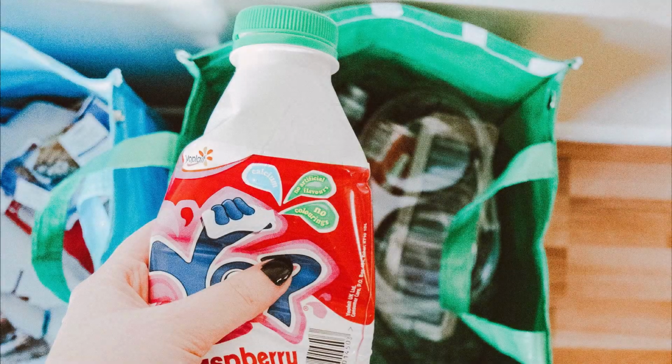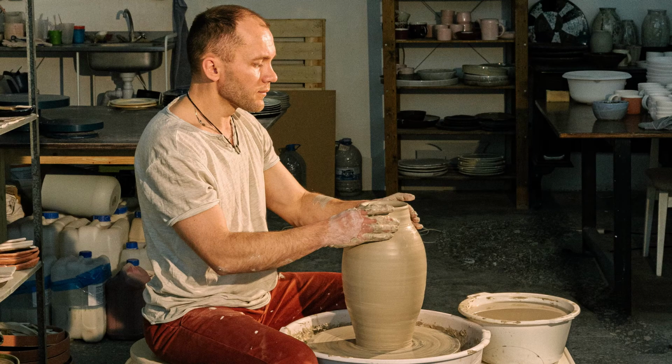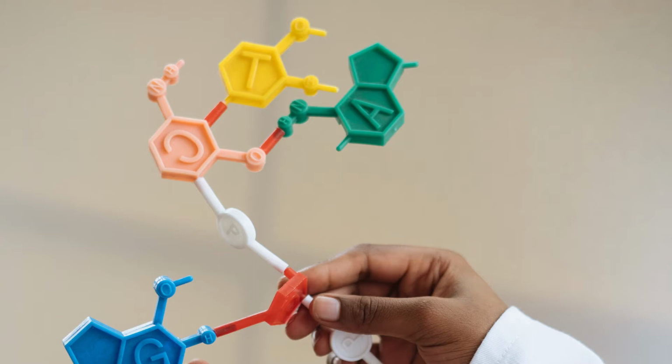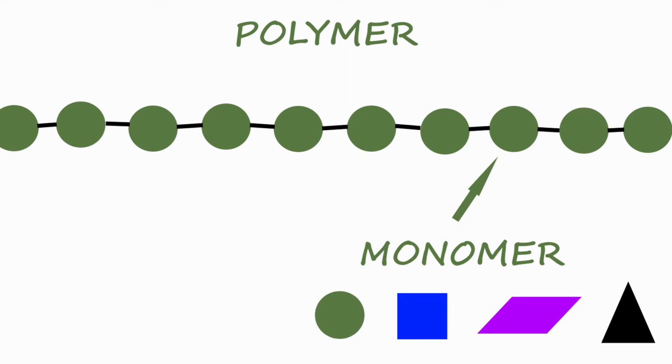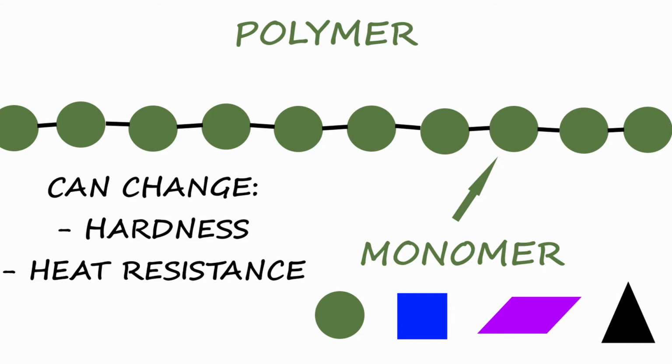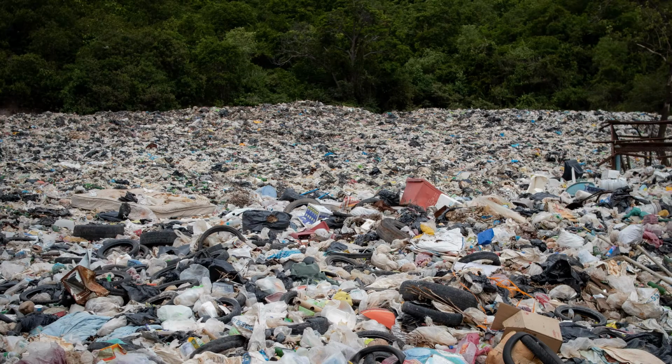Before we get into recycling, let's talk about what plastic is in the first place. No matter what form the plastic is in, it always consists of a basic chemical structure. That structure is a polymer, a repeating pattern of smaller units called monomers. The identity of the monomer is a large contributor to the various properties of the plastic: hardness, heat resistance, brittleness, and so on.